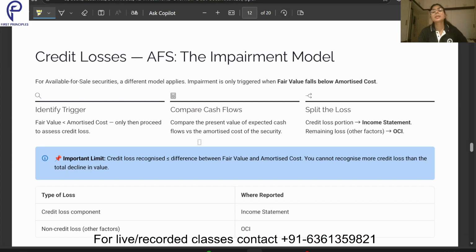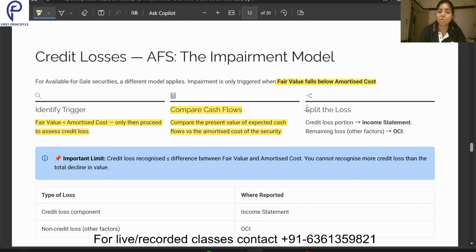Now, credit losses in case of AFS, available for sale securities. For held for trading, we don't have anything as credit loss because any change is recorded in the income statement. Now, for available for sale securities, when do we record impairment? When the fair value is lesser than the amortized cost. Then we should record the credit loss. We should compare the cash flow. Which cash flow? Compare the present value of expected cash flow versus the amortized cost of the security. So these two we need to compare.